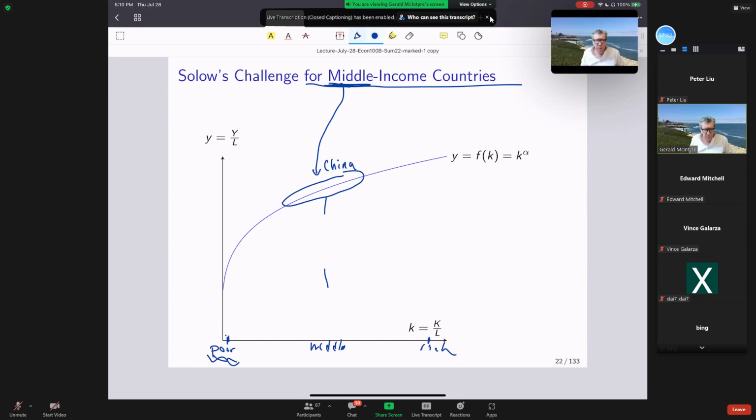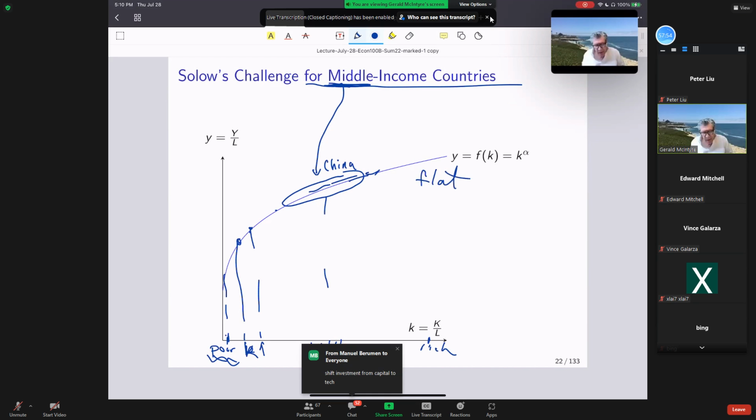Before, they were down here, so they could depend upon, that's right, Eli, they could depend upon growing their capital stock, capital per worker. This is small k, right? But now they've moved up from here. Now they're in here. And where are they headed? They're headed in this direction, and this is where it's flat. The function is flat.